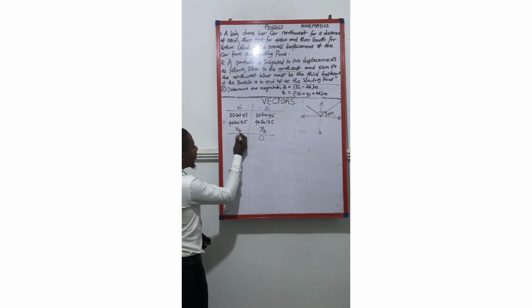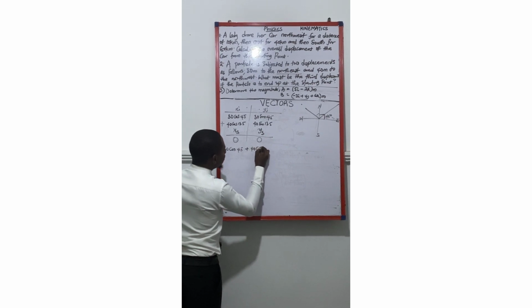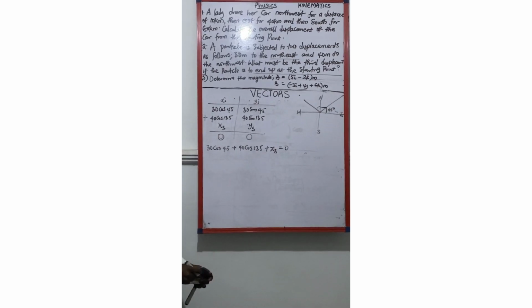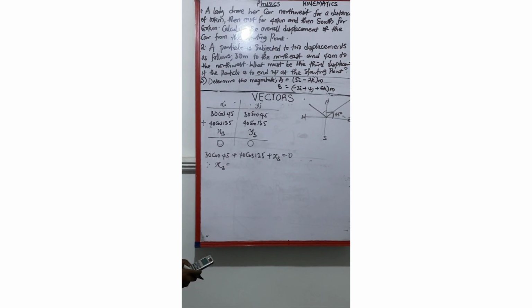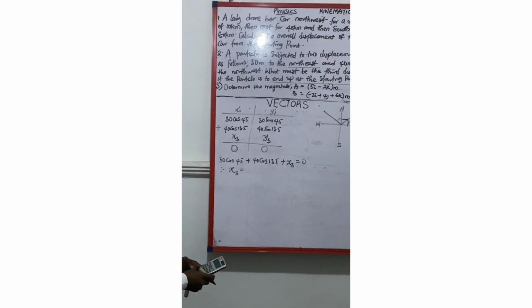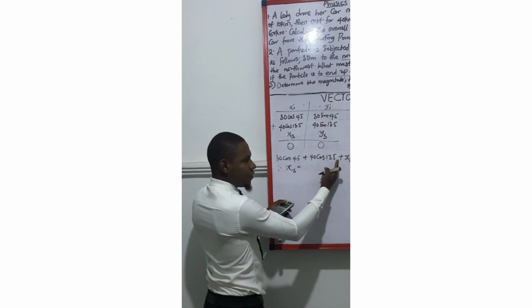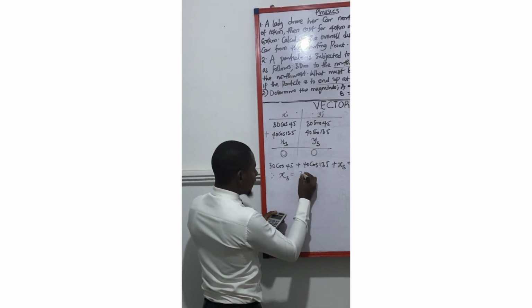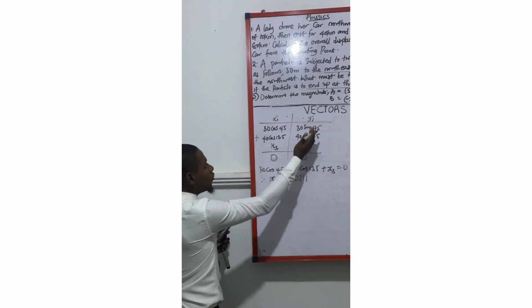So we are going to have here that 30 cos 45 plus 40 cos 135 plus x3 is equal to 0. Okay, so we add it up. So therefore our x3 becomes, you take it down, you have 30 cos 45 plus 40 cos 135, giving us minus 7.071. So when it crosses equal, it changes to plus 7.0711.